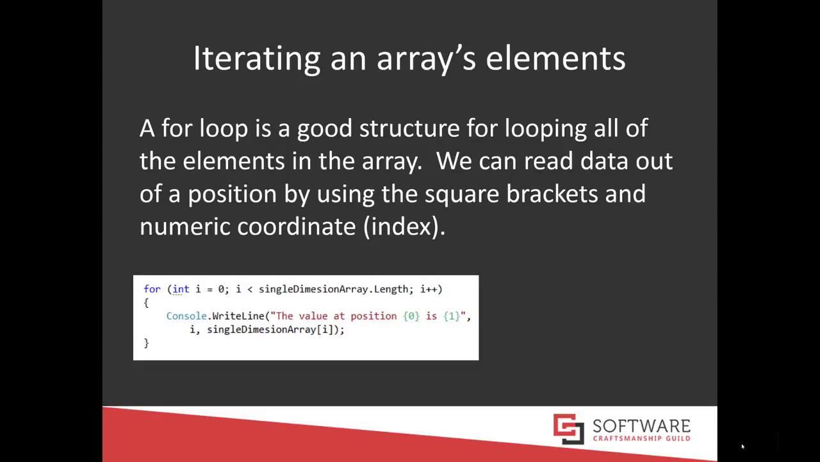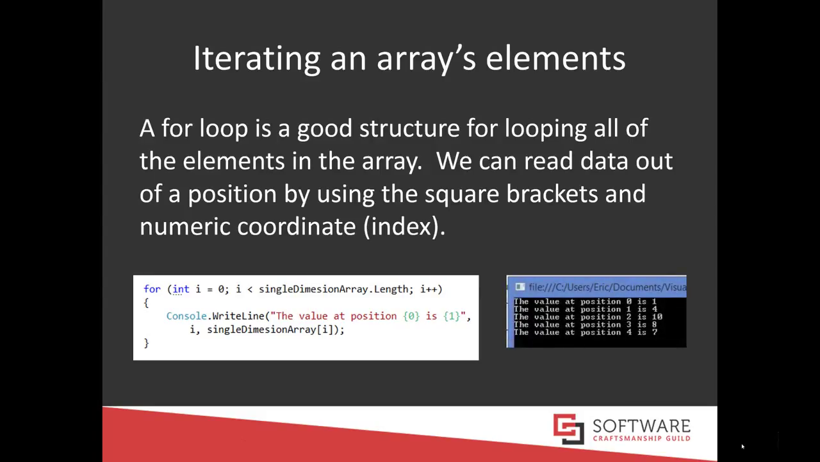For, we're going to start with I at 0, I less than the length property of the array, add 1 to I each time. And we're just going to print out the value at position I, which is going to be the index, is, and then we're going to read out the value of the index. So you use the variable name of the array with square brackets. The number or variable that you pass in there is going to grab the value from that position. When this code gets run, it's going to print out those values that we put in the previous slide.